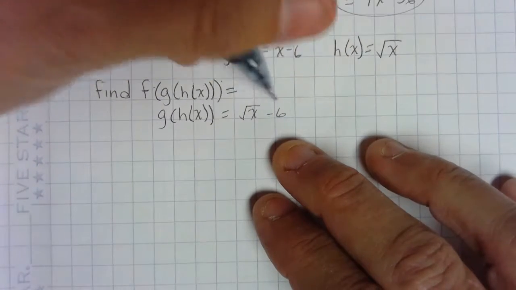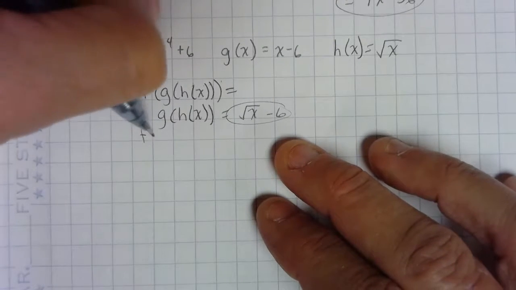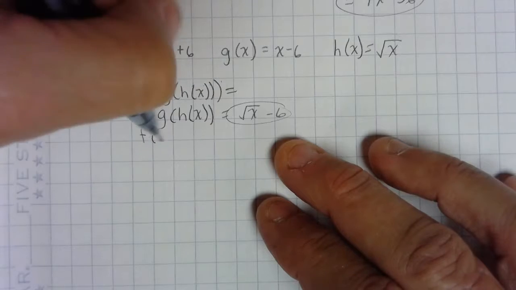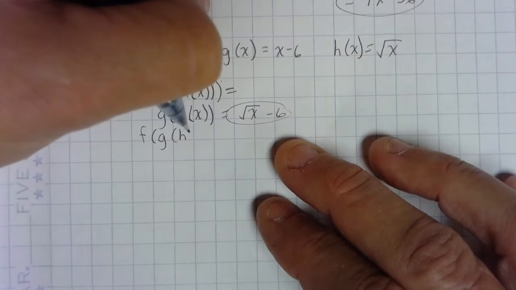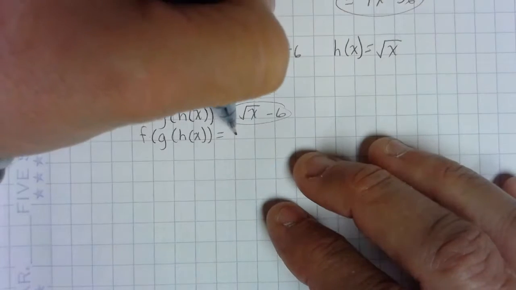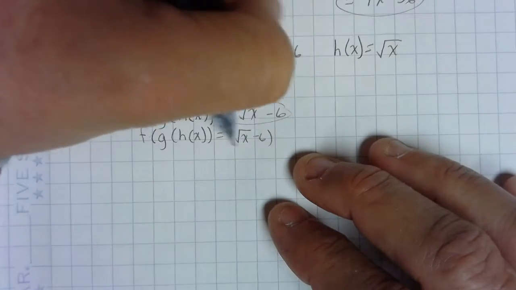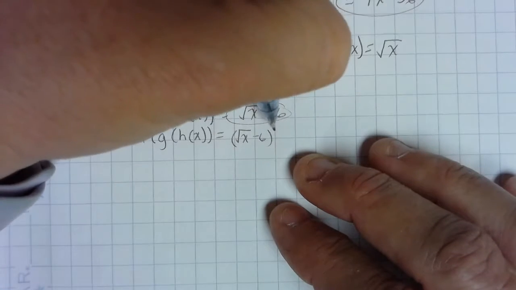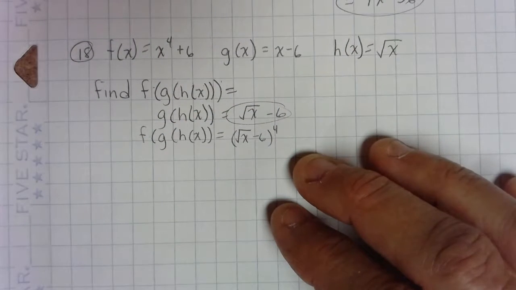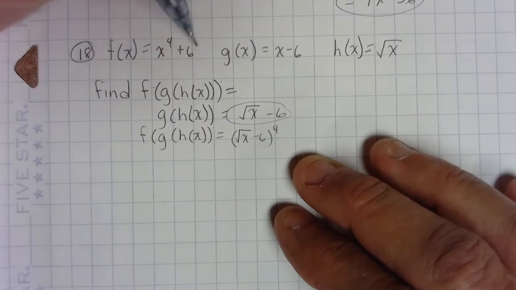Now we're going to take this and put it there. So f of g of h of x equals this, wowie zowie, plus 6.